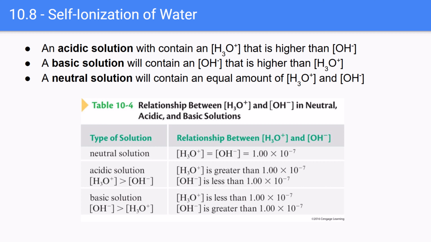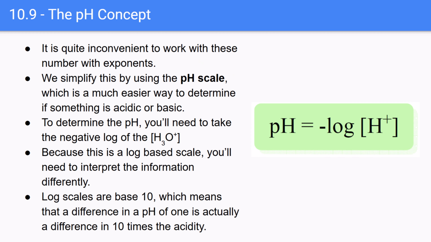And this might be a little bit better way to examine the relationship here. You look at the chart down at the bottom, a little bit easier to interpret here. A neutral solution is where H3O plus and OH minus are equivalent to each other. An acidic solution is where H3O plus is greater than OH minus, and basic is where OH minus is greater than H3O plus. So again, just another way to visualize the information that we've just covered.